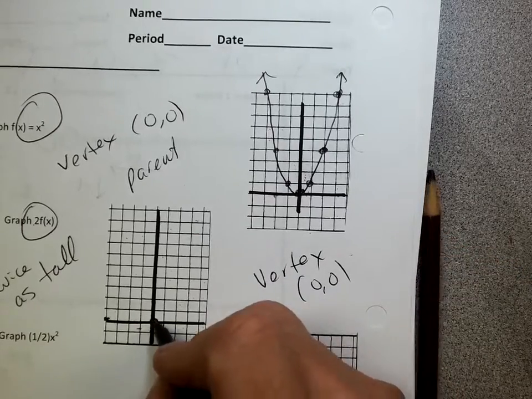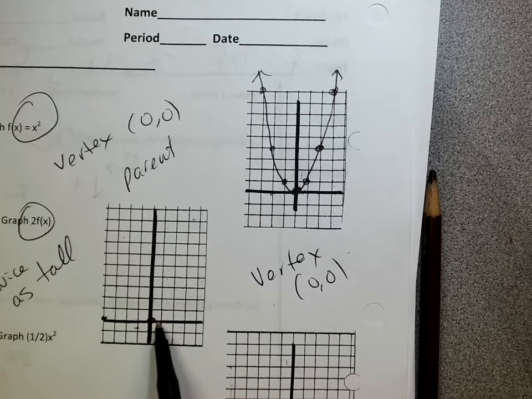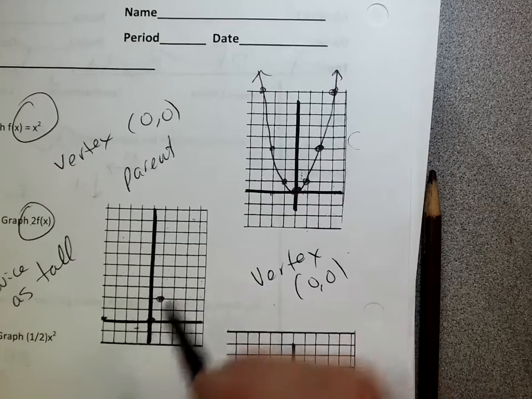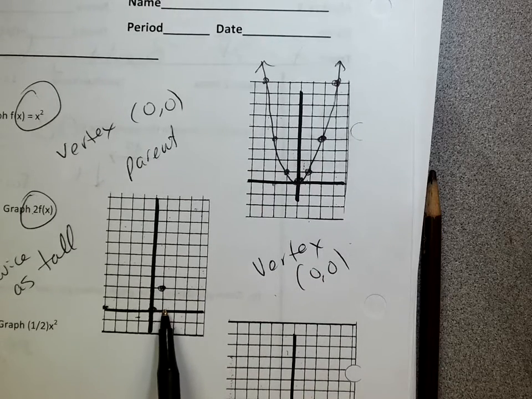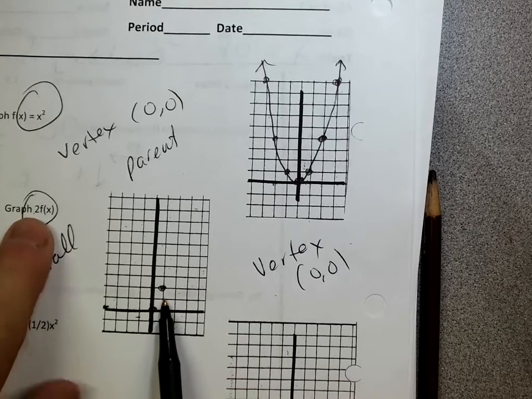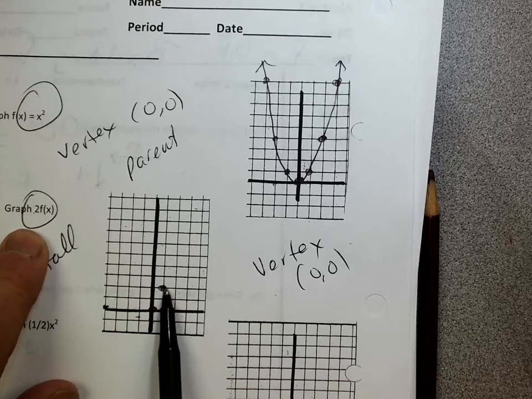Let me do that. So again, the vertex has got to be at 0, 0. Okay, I'm at 0, 0. If I go over 1, 1 squared is 1, but let's make 1 twice as tall, which puts me to 2. You want me to do that again? Okay, normally I go 1, 1 squared is 1, but now I want to go twice as tall because of the 2. So instead of go 1, 1, I'm going to go 1, 2, twice as tall.